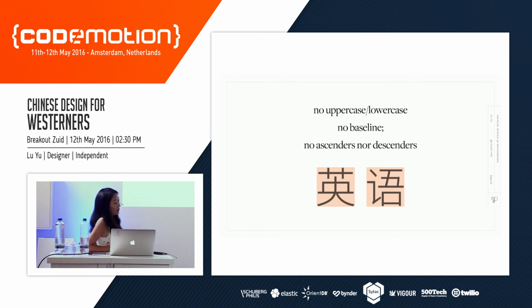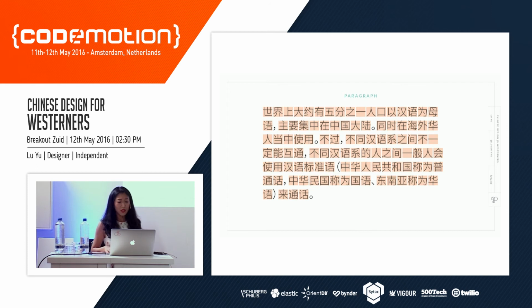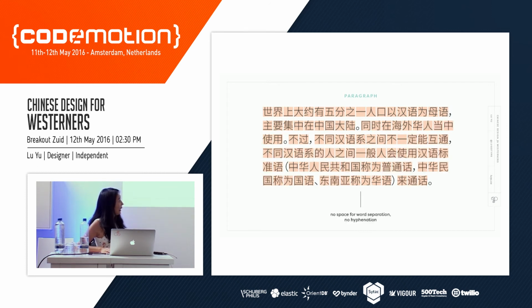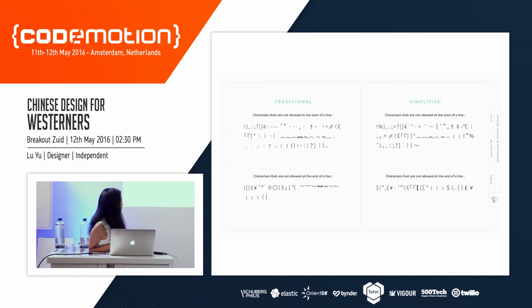And unlike the English alphabet, there is no uppercase, lowercase, no baseline, no ascenders or descenders in Chinese characters. In a paragraph, there is no space for word separation or hyphenation. So when the text box gets more narrow, you can basically break the line at any point, except there are a few characters that are not allowed at the start or end of a line.